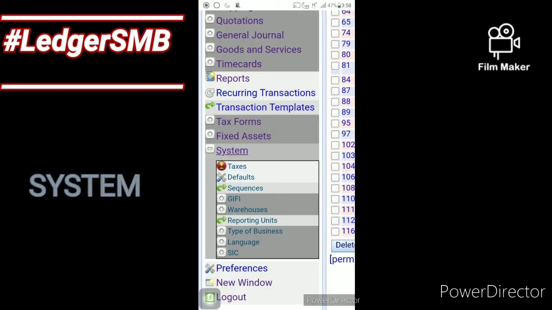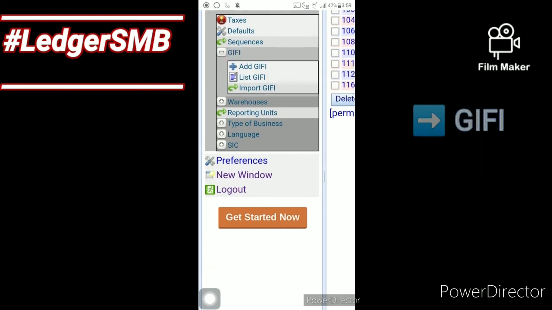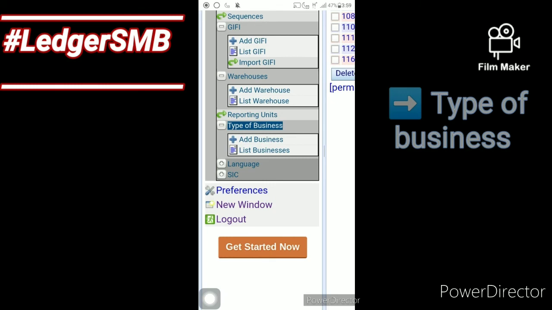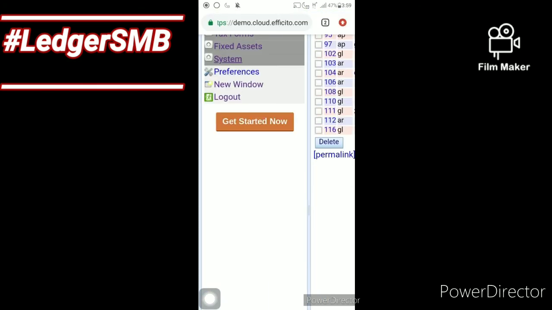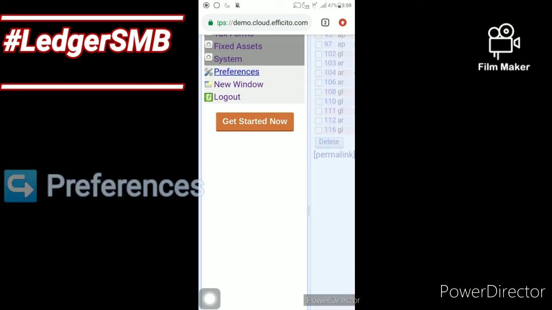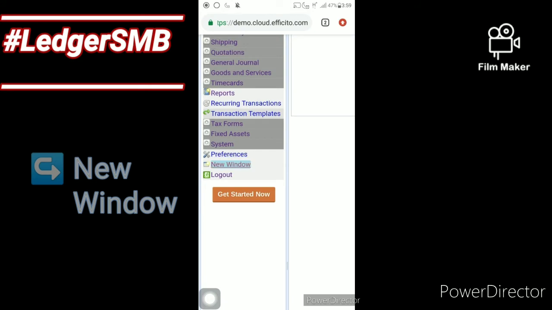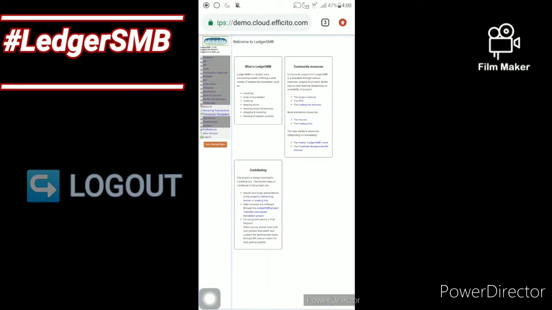Each system consists of taxes, default sequences, GIFI, warehouses, reporting unit, type of business, language, and SIC. Preference, and new window, and then log out.